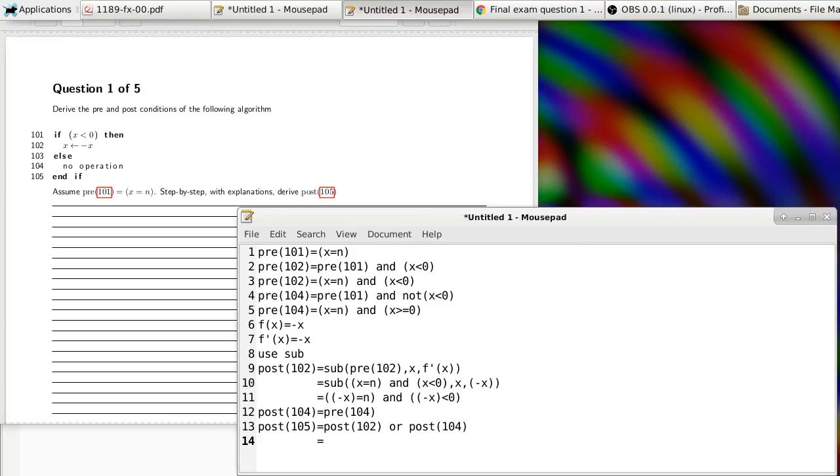So in this case, the expansion doesn't take up a whole lot of work, even if you're doing this by hand. So we're going to do it like so. So the negation of x equals n, more parentheses around this, and the negation of x is less than 0. That's the post condition of the then branch. And then the post condition of the else branch is the same as pre 104, which is up here. So we just say that x equals n, and x is greater than or equal to 0. And that's it.